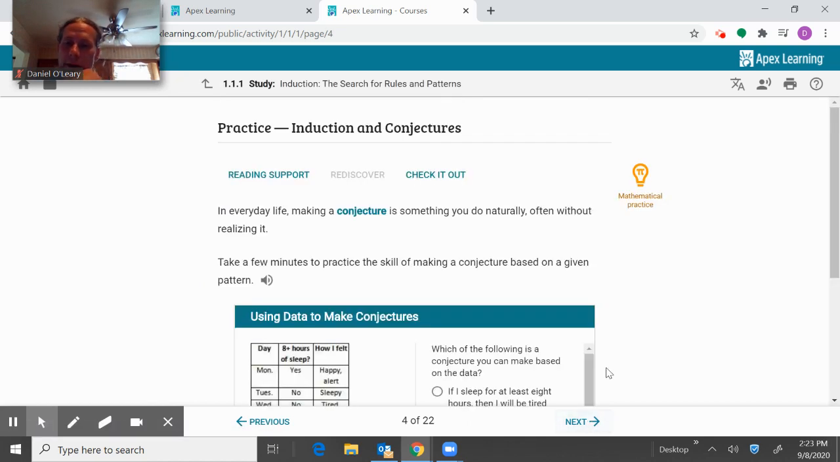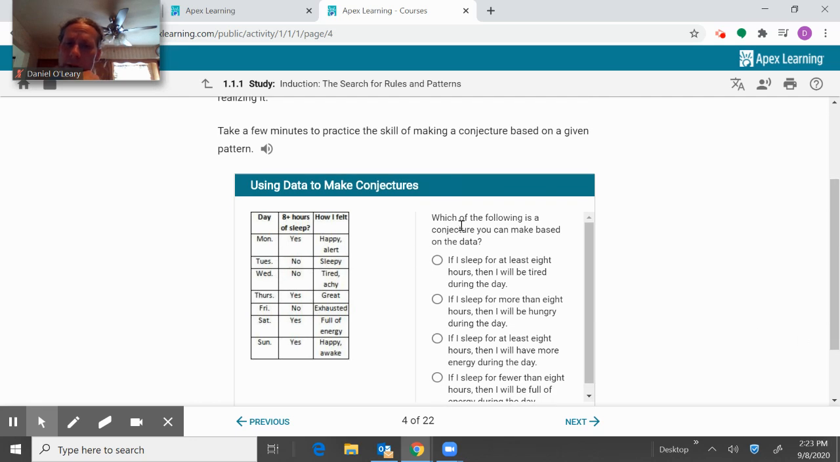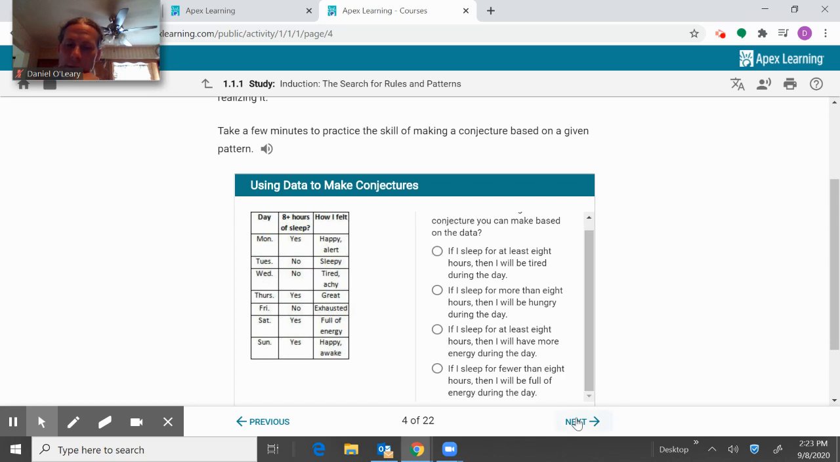Again, it gives you more information here about what a conjecture is, and then based on that, you would answer the question: which of the following is a conjecture you can make based on the data? Looking at the data here, the day of the week, how much sleep a person got, did they get 8 or more hours of sleep, and how they felt, you would click on the answer you think is correct, and then click next.